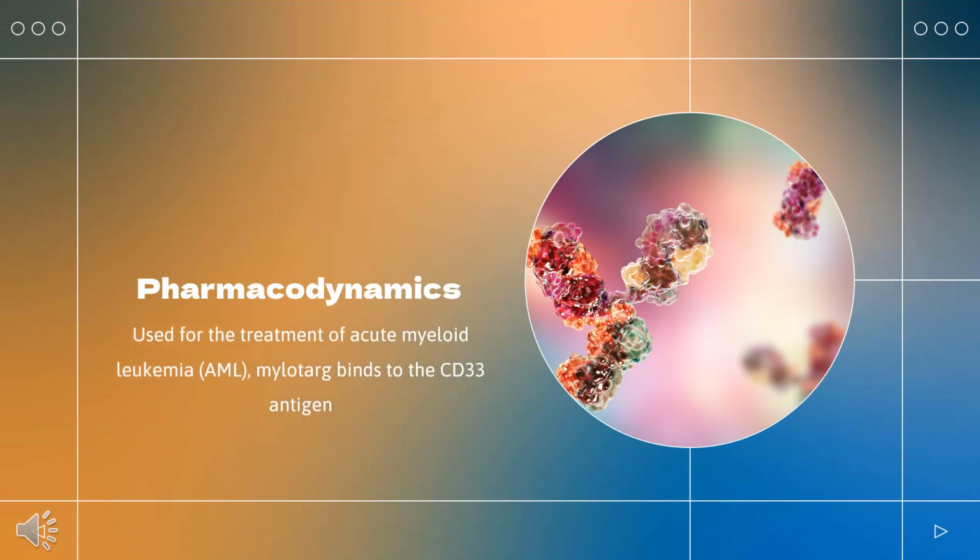hypotension. Pharmacodynamics. Used for the treatment of acute myeloid leukemia, AML, Mylotarg binds to the CD33 antigen, which is expressed on the surface of leukemic cells in more than 80% of patients with AML. The CD33 antigen is not expressed on pluripotent hematopoietic stem cells or non-hematopoietic cells. This gives Mylotarg the selectivity needed to target leukemic cells.